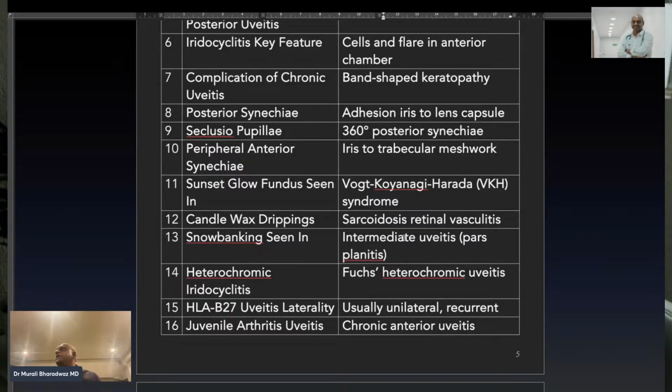Then what are posterior synechiae? Typically, in front of the iris you have the cornea. When the iris becomes adherent to the cornea in front of it, that is called anterior synechiae. What is behind the iris? The lens, with the suspensory ligament. And when the iris gets attached to the lens below it, that is called posterior synechiae. So adhesion of the iris to the capsule of the lens is posterior synechiae.